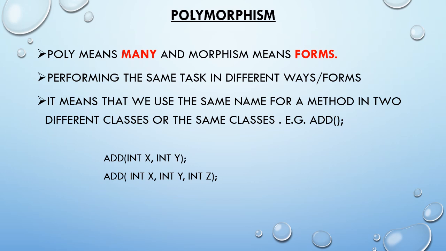See, when we use the same method with the same name, like we use the same name for a method in two different classes or the same class. First we will take the example of the same class. Now suppose there is a class. In that class there is one function add without any parameter. These are called parameters when you pass something in this process. Fine. So there is a method without parameter.